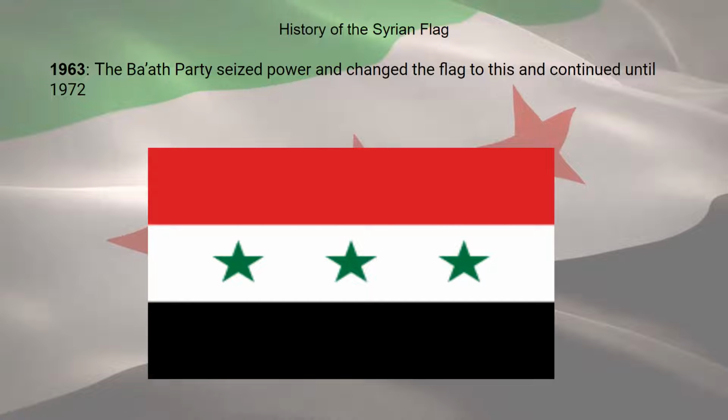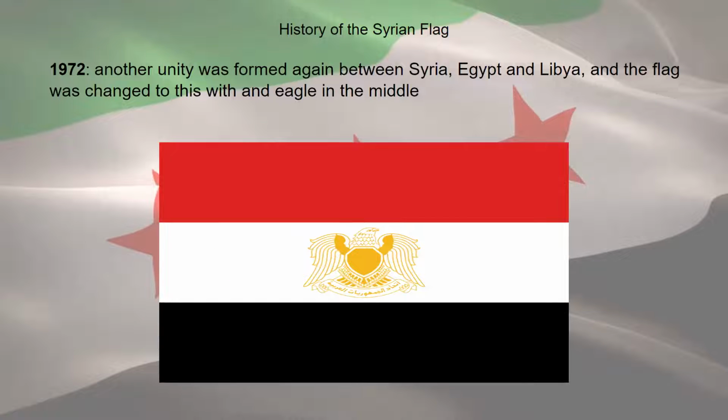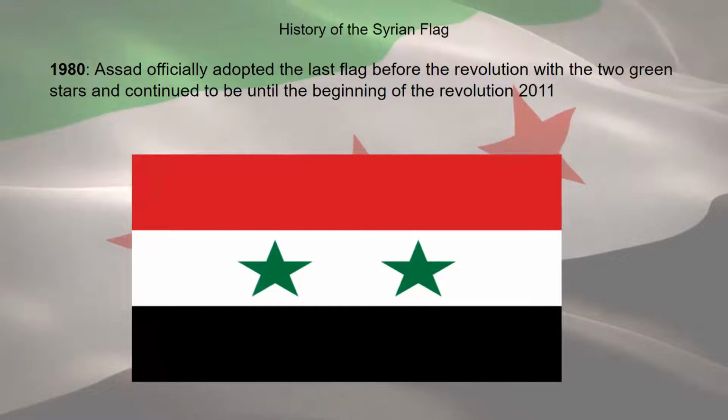This flag continued until 1972. In 1972, another unity was formed between Syria, Egypt, and Libya. And instead of the stars, now we have an eagle in the middle with the same colors. That other unity also did not last long, until 1980. Assad then decided to change it officially back to the unity flag, the United Arab Republic flag, with the 2 green stars and red on top. And so eventually this became the official flag until 2011, just before the revolution.